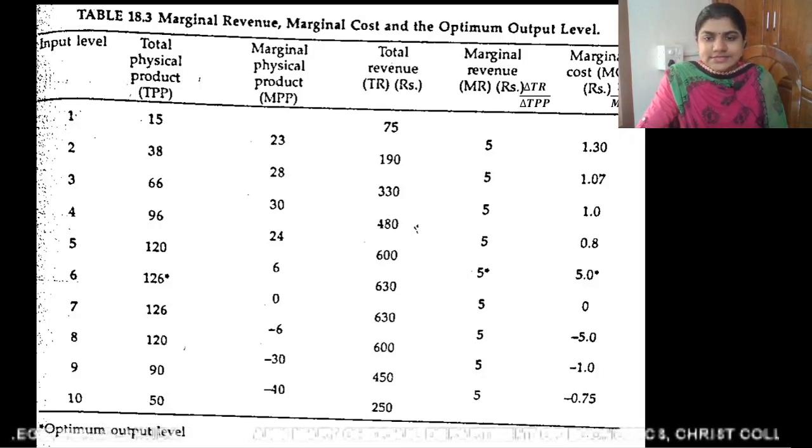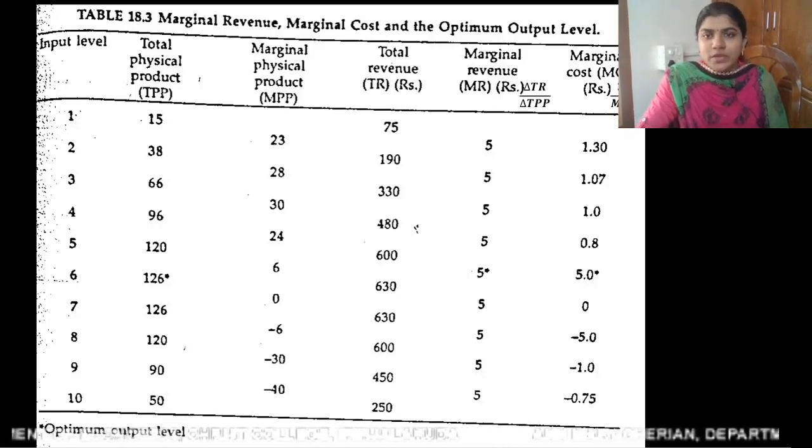And at the sixth point, marginal cost will be 30 by 6, that is 5. And seventh, that will be 30 by 0, 0. Eighth unit, 30 by minus 6, that is minus 5. In the ninth unit, 30 by minus 30, minus 1. And in the 10th unit, marginal cost will be 30 by minus 40, minus 0.75.